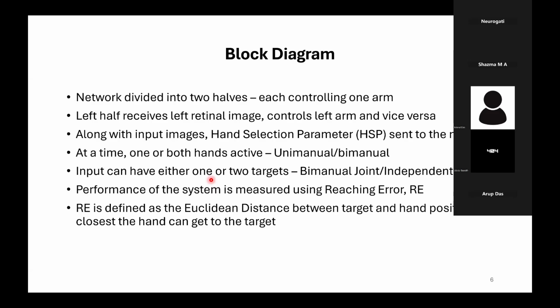By having either one or two targets in the input space, we can operate it in a bimanual joint or independent condition. If it is bimanual joint, there is only one target in the workspace and both the arms have to reach to that target together. Whereas in the independent condition, there are two targets in the workspace and the two arms need to reach to the target in their respective halves of the workspace. The performance of the system is measured using something called reaching error, which is defined as the Euclidean distance between the target and the hand position. That is, the closest the hand can get to the target.